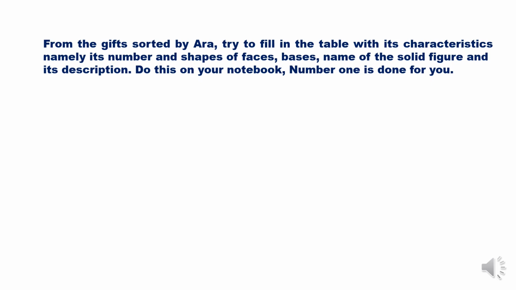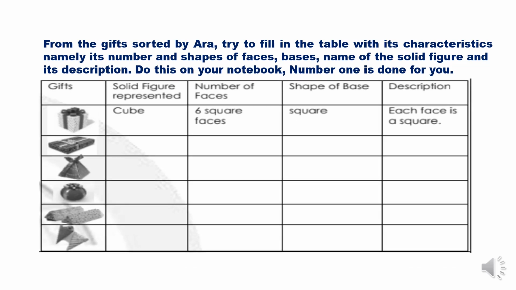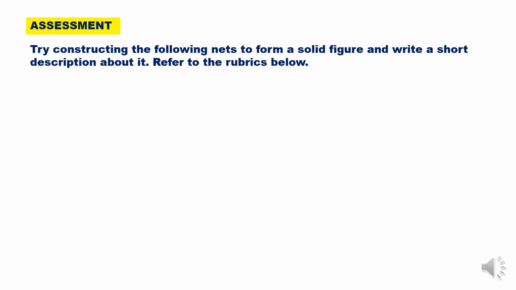From the gift sorted by Ara, try to fill in the table with its characteristics, namely its number and shapes of faces, bases, name of the solid figure, and its description. Do this on your notebook. Number 1 is done for you. For your assessment, try constructing the following nets to form a solid figure and write a short description about it. Refer to the rubrics below.